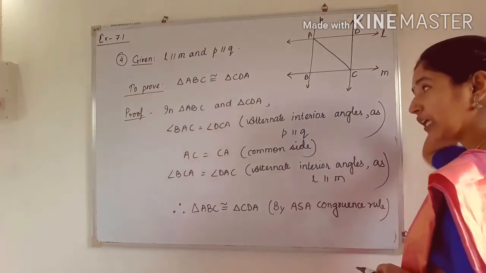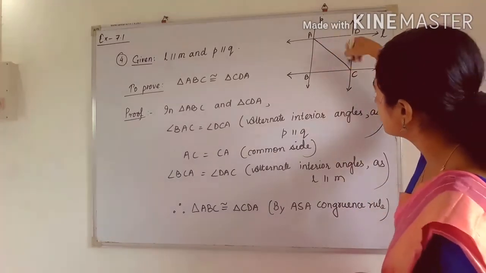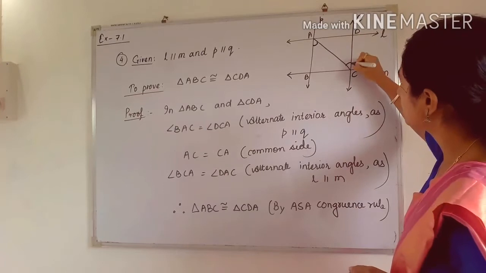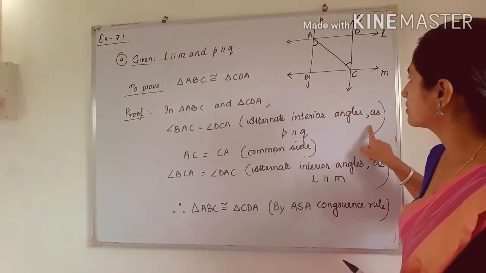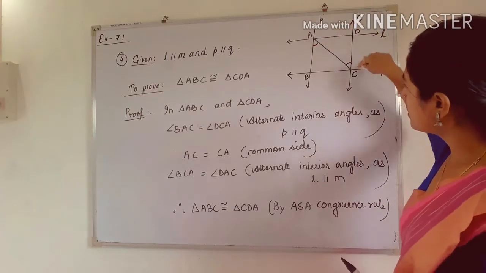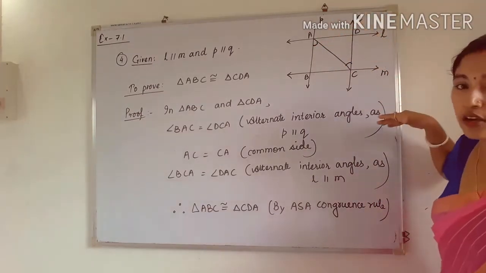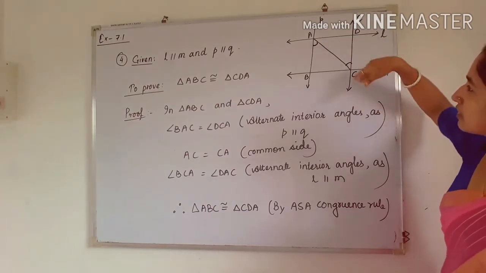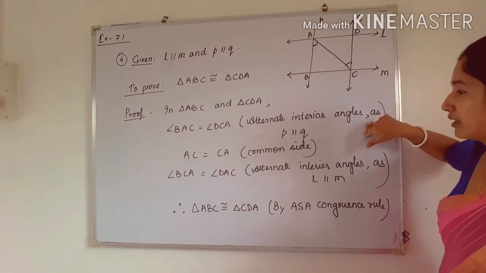So see what is equal in these two triangles. Angle BAC, that means this angle, is equal to angle DCA, that means this angle. They are equal. So we have to write that these are alternate interior angles, as P is parallel to Q. Therefore AC is the transversal. Already we have studied this in the last class. So AC is the transversal, P is parallel to Q, therefore these form alternate angles.